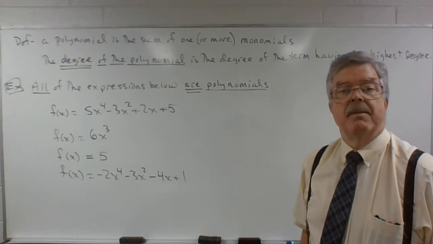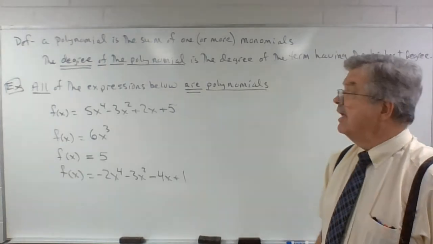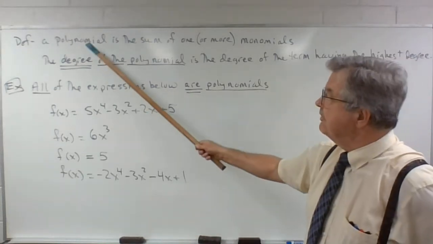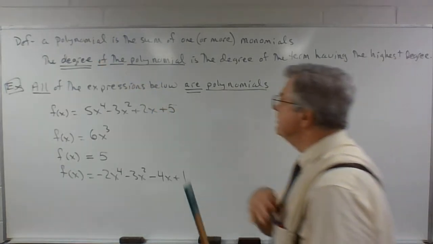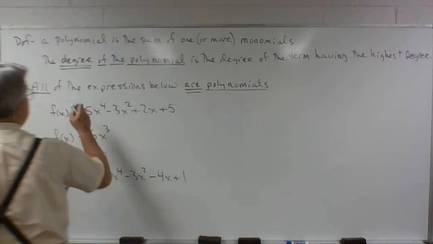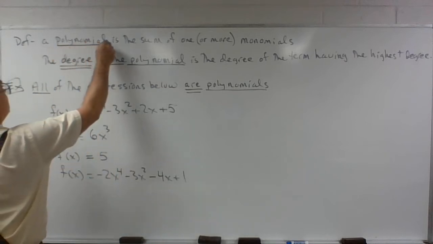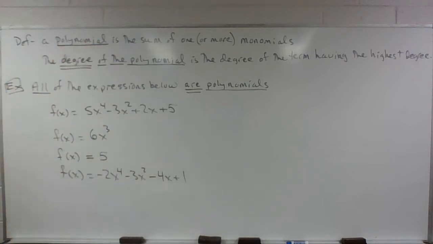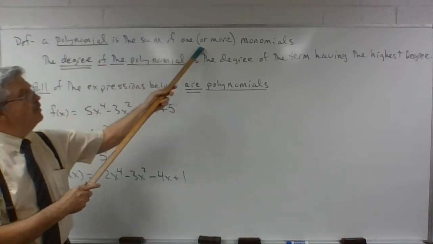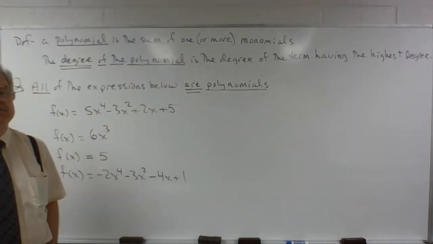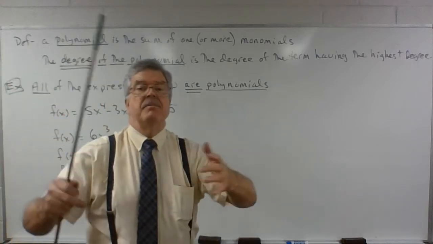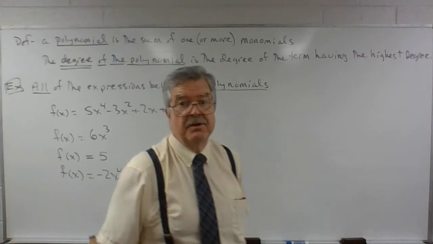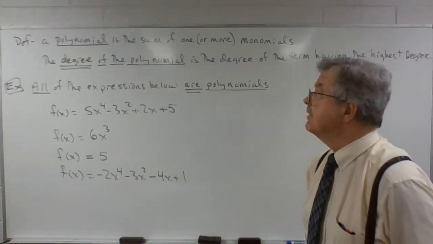We defined what a monomial is, and that helps us to define what a polynomial is. So here we are defining polynomial. A polynomial is the sum of one or more monomials. So we just take a bunch of monomials, add them together, we got ourselves a polynomial. That's the way it works.